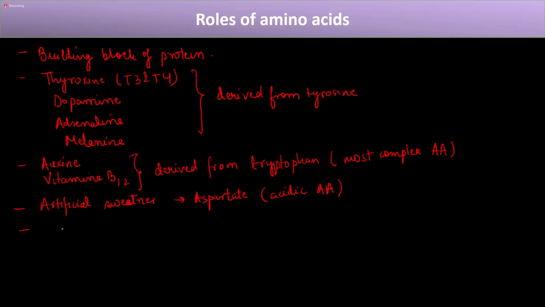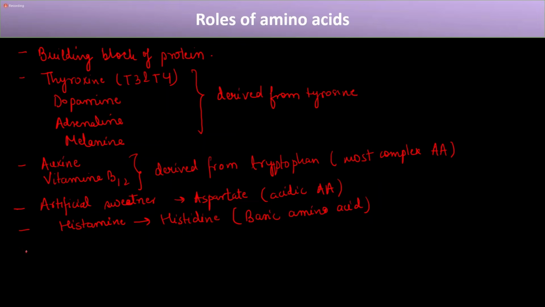If we talk about histamine, then it is derived from another amino acid that is histidine. And what is histidine? Histidine is a basic or positively charged amino acid, right? Basic amino acid. Okay. Now, we have seen there are several other various roles of amino acids, but these are the roles that are very important.